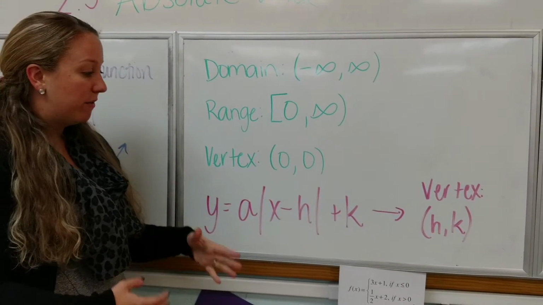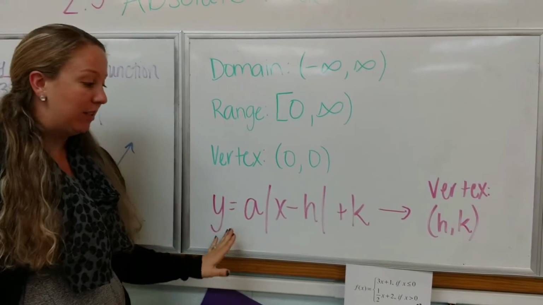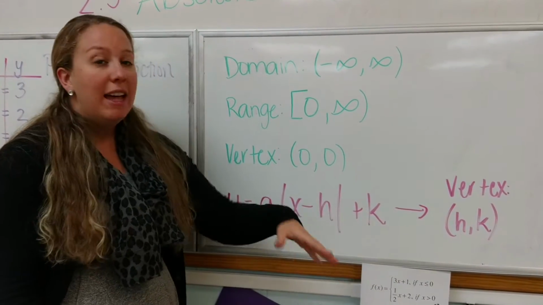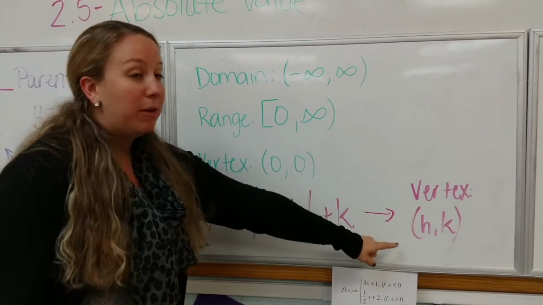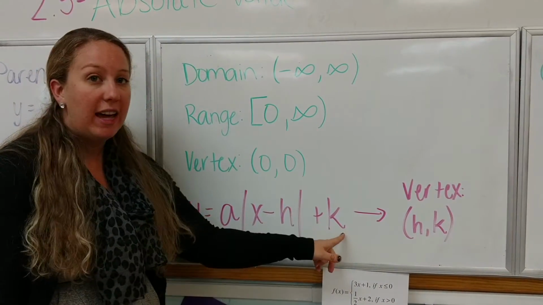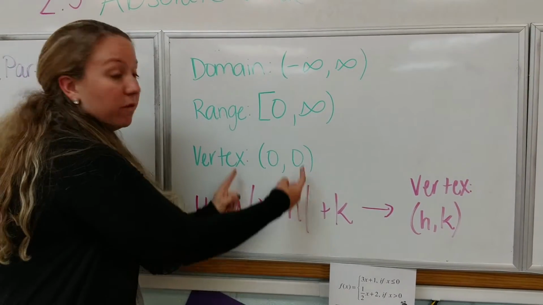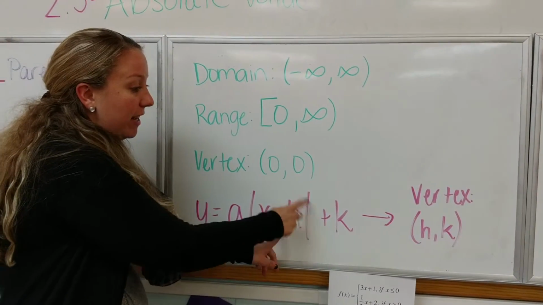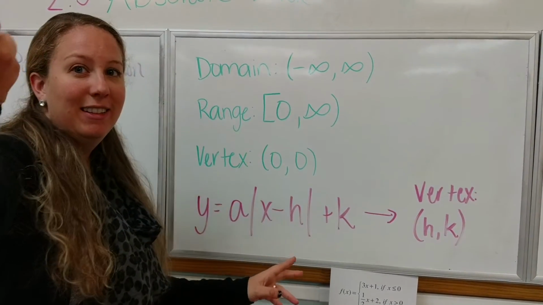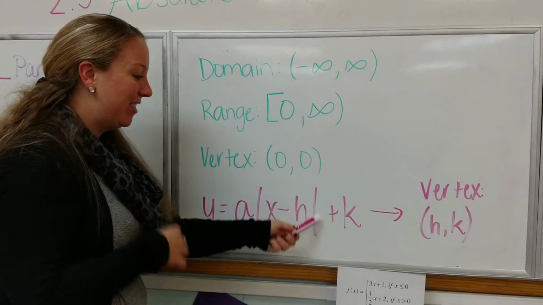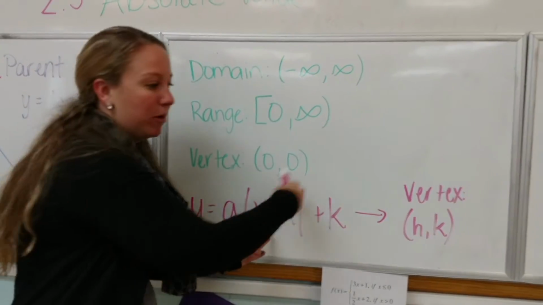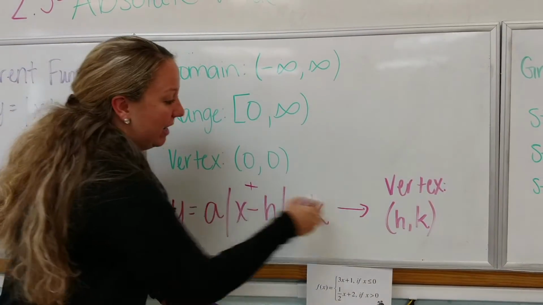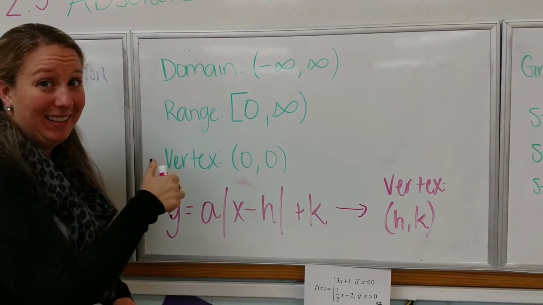In the general equation for absolute value, the equation says y equals a times the absolute value of x minus h plus k. And in this equation, your vertex is going to be at the point h, k. You'll notice that inside your absolute value, it says x minus h. So whatever value this h is, it's going to be the opposite of it when it comes time to put it here. So if it was a plus a number, it would be negative here. Does that make sense?